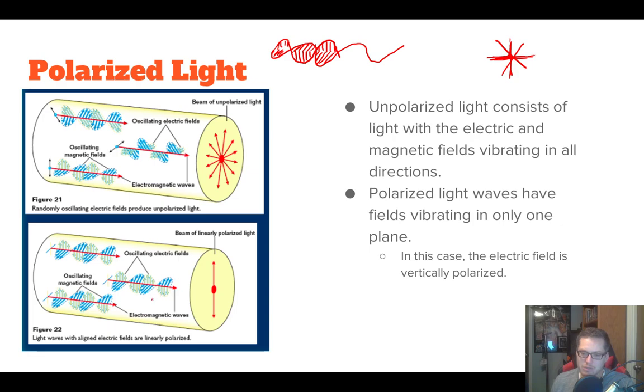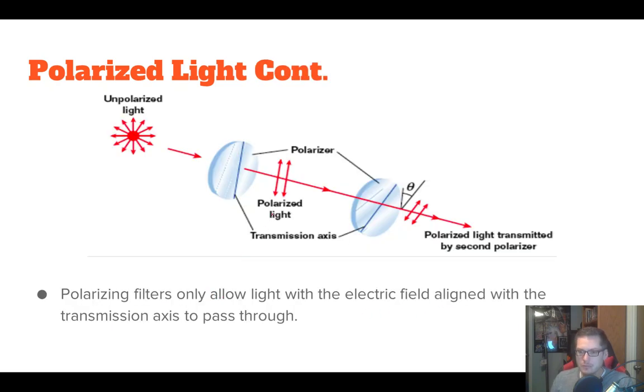The magnetic field is always going in and out, 90 degrees to that. Whereas up here in our unpolarized light, these electric fields are pointing in lots of different directions. All right, so essentially unpolarized light consists of light with electric and magnetic fields vibrating in all directions. And polarized light has fields vibrating in only one direction. So in this case, the electric field is vertically polarized.